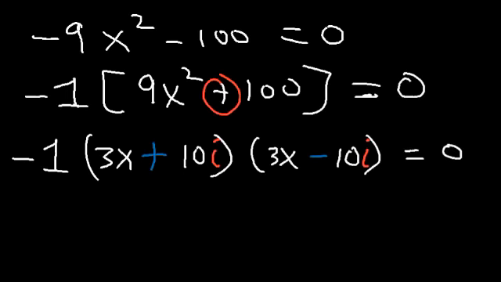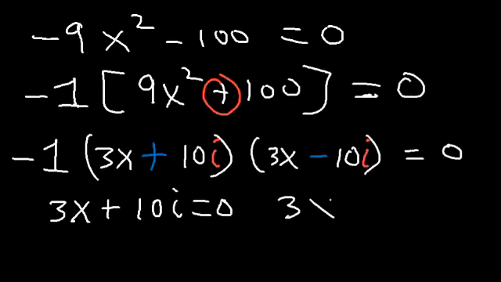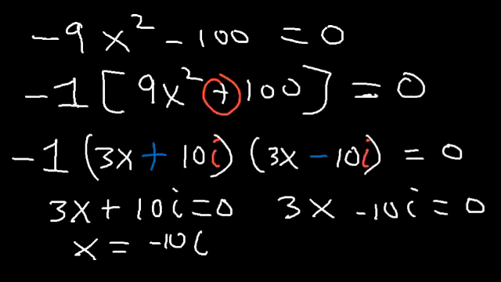So we could write two equations. Let's set each factor equal to 0. So 3x plus 10i is equal to 0, and 3x minus 10i is equal to 0. So therefore, x is going to be negative 10i divided by 3, and it's also going to be positive 10 over 3 times i.